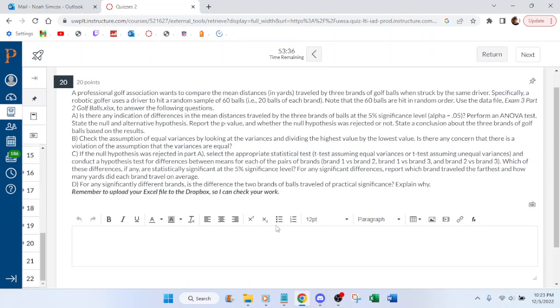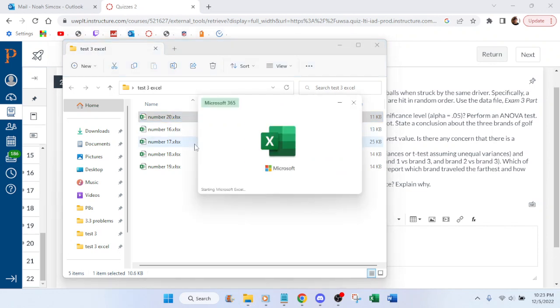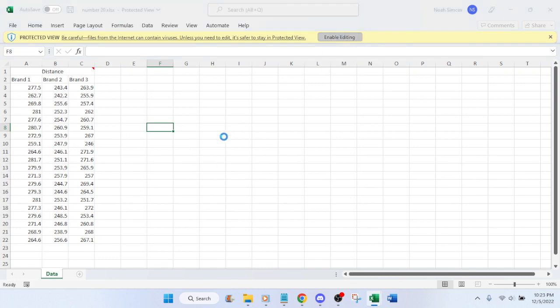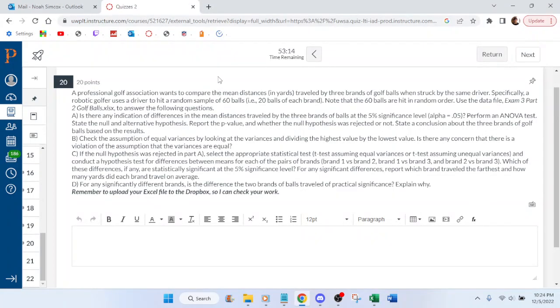Question number 20 is that one. So we have the distance of golf balls or something. Traveled by 3 brands of golf balls. Robotic golfer. My goodness. That's going to be a very accurate test. But anyways, 60 balls, 20 for each brand. They're hit in random order. Is there any indication of differences in the mean distances traveled by the 3 brands of balls at the 5% significance level? Perform an ANOVA test. State the narrative hypotheses. Report the p-value. Whether null hypothesis was rejected or not.